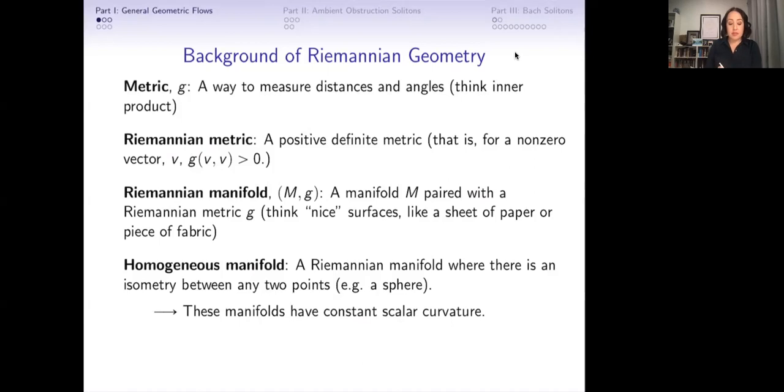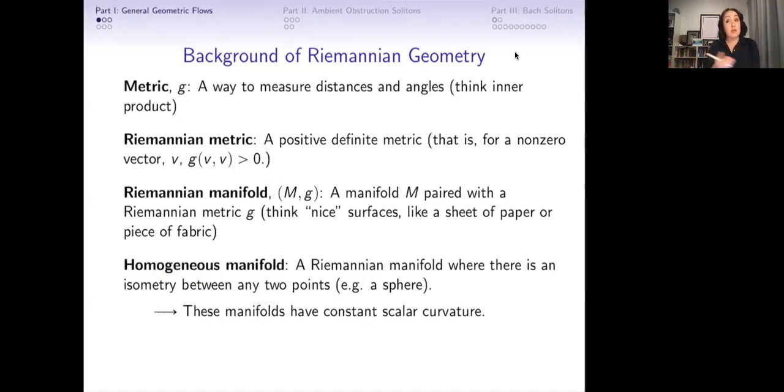Moving on, another specific type of Riemannian manifold is going to be a homogeneous manifold. Again, we're trying to say what are some really nice cases that we can look at as we are trying to start finding things. So a homogeneous manifold is going to be a Riemannian manifold where there's an isometry between any 2 points. I can switch any 2 points, and those 2 points won't know that anything happened. They look the same around those 2 points.